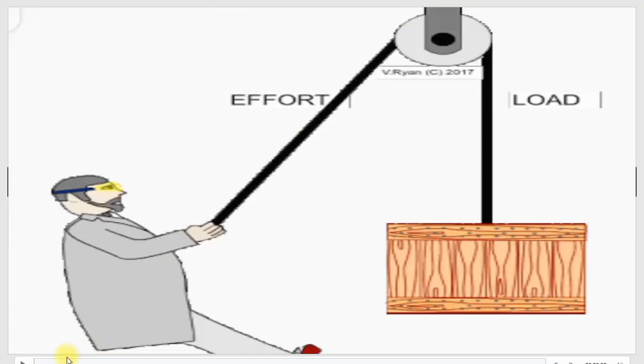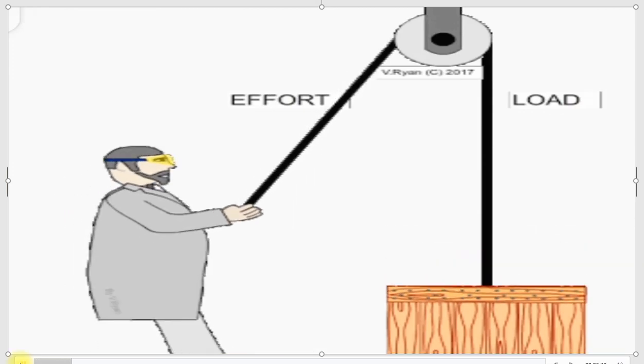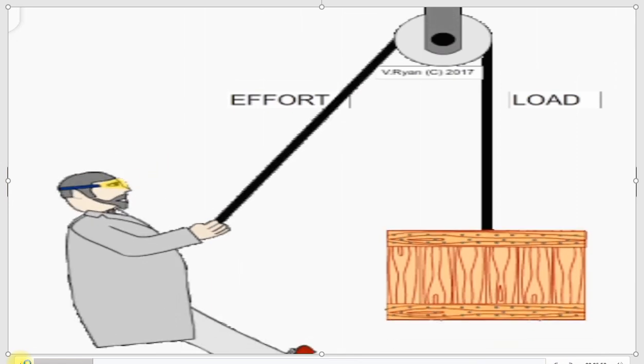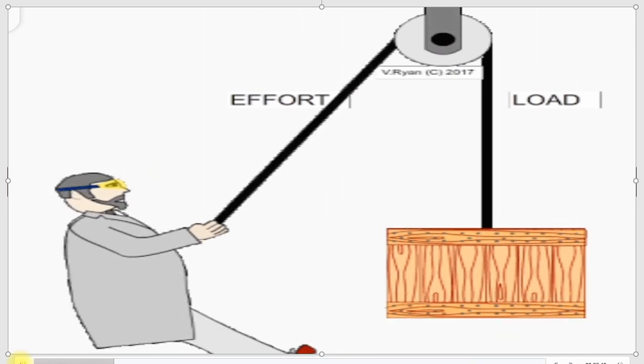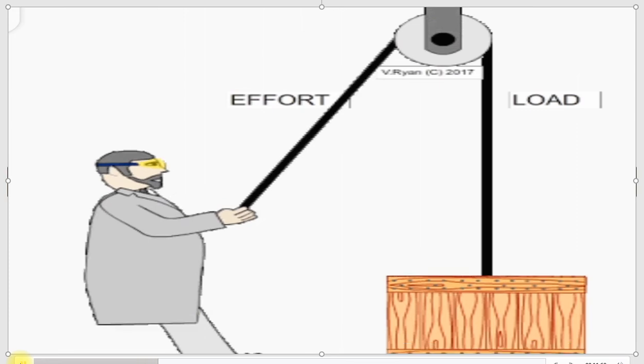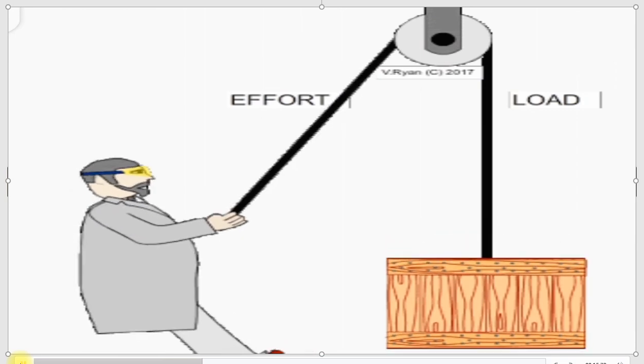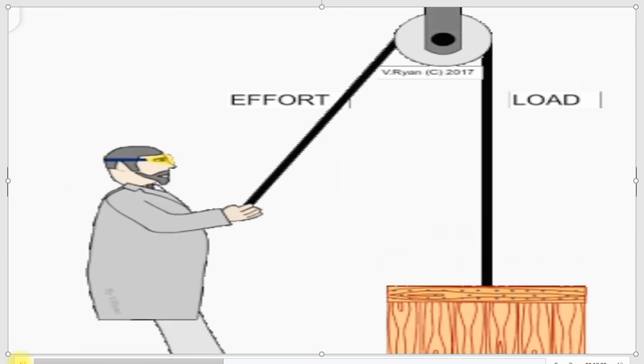This is a fixed pulley, you can see over here. It can make it easier to pull a rope, to change the direction of force, or to lift something heavier than you can lift by yourself. A fixed pulley is attached to a hook or a wall and it does not move.